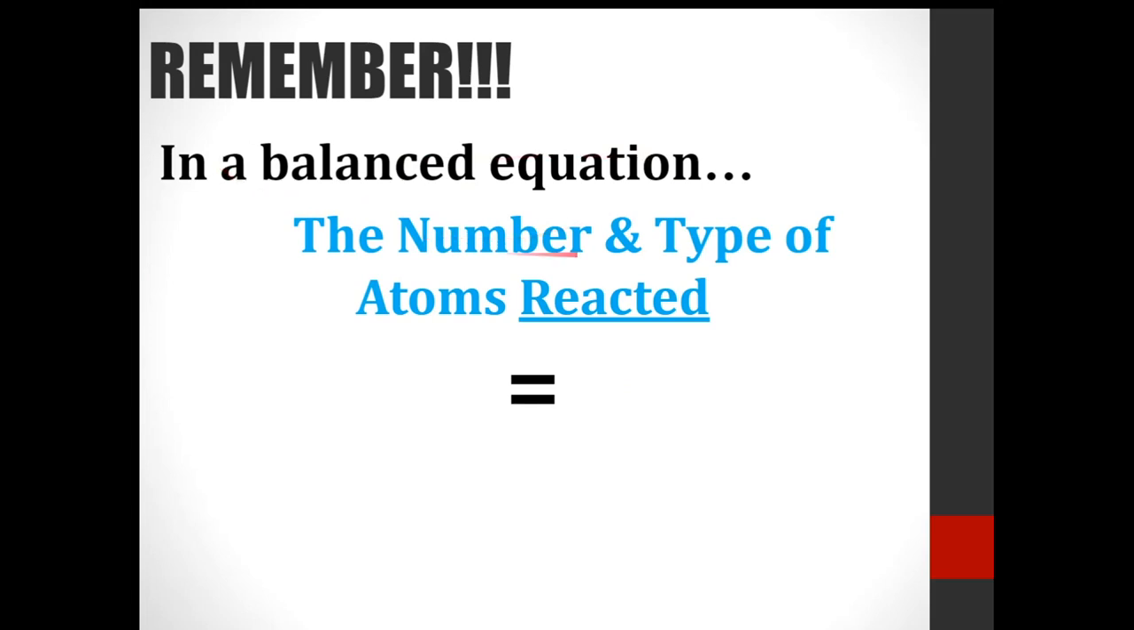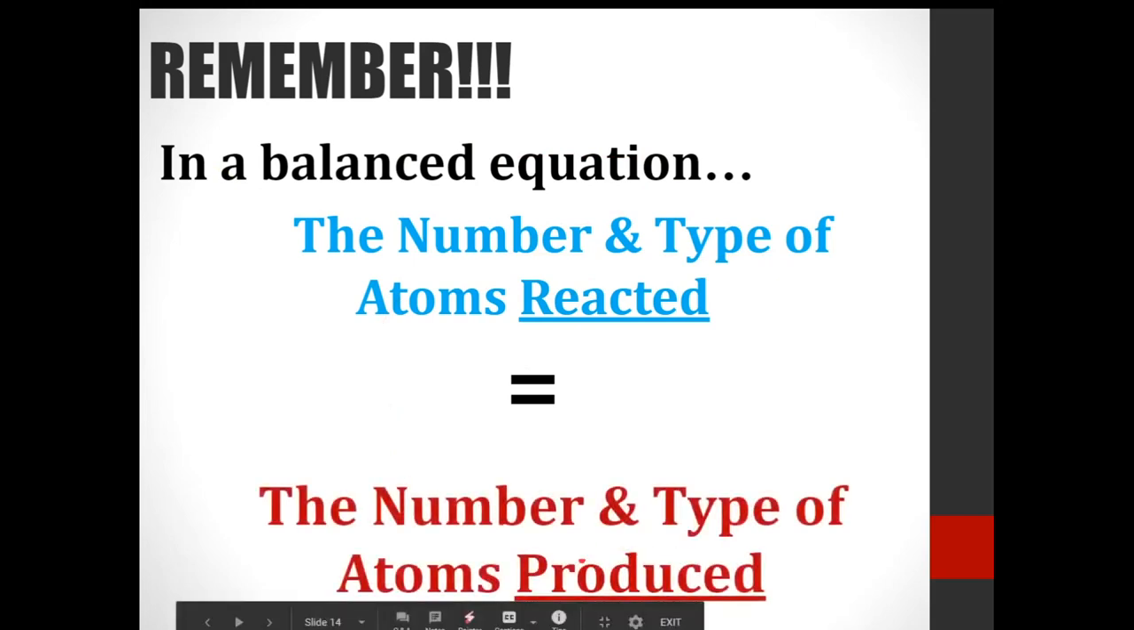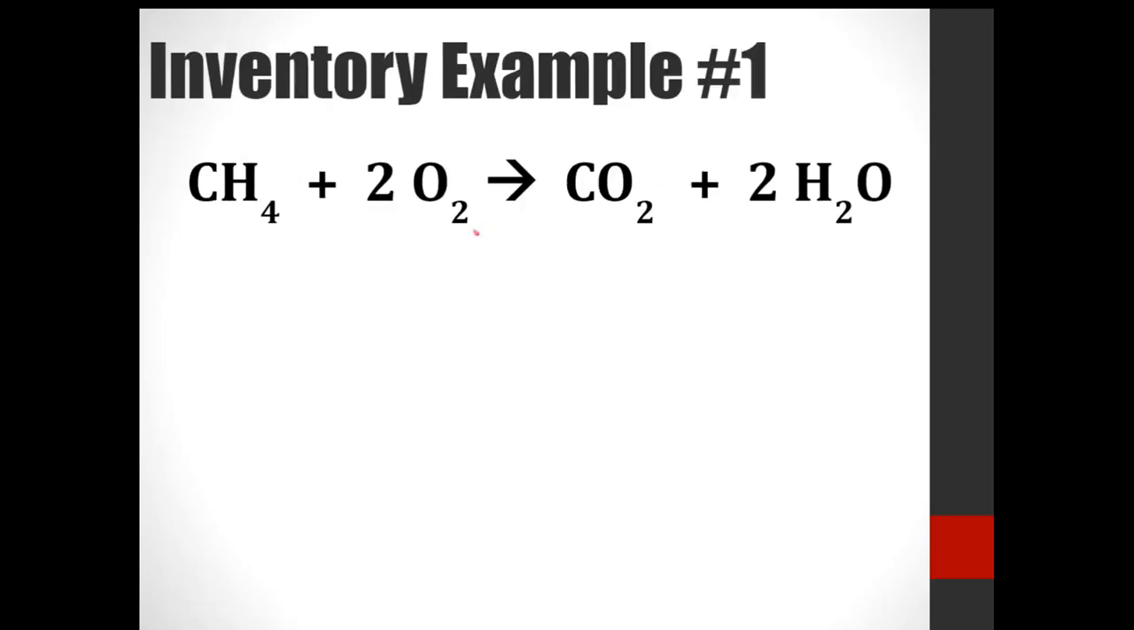In a balanced equation, the number and type of atoms reacted always equals the number and type of atoms produced. Reacted always equals produced, because matter cannot be created nor destroyed.